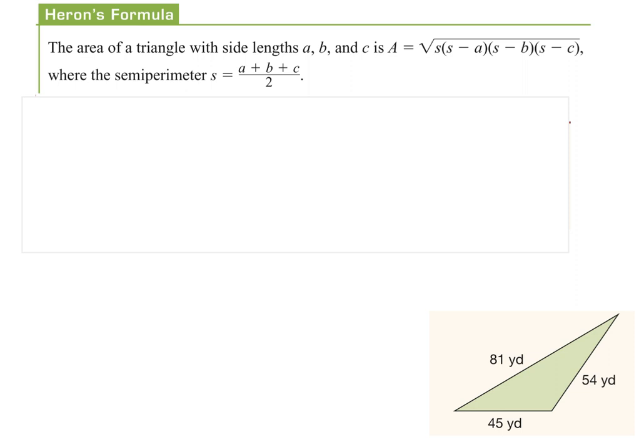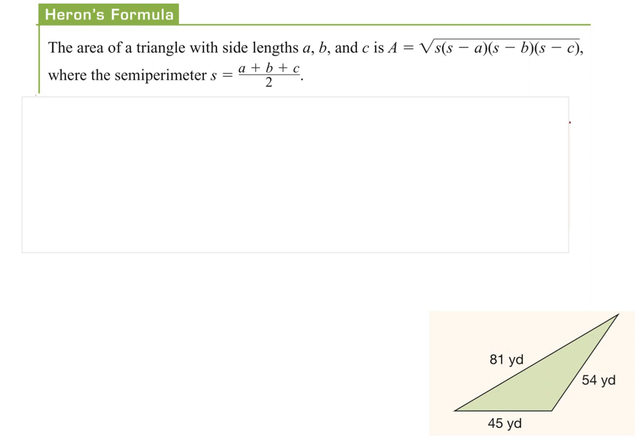The area of a triangle. Normally we know the area of a triangle is 1/2 base times height. Hopefully you know that standard area of a triangle. However, there are times when you do not know the height, okay? And so this is one method of solving the area of a triangle when you do not know the height of it.